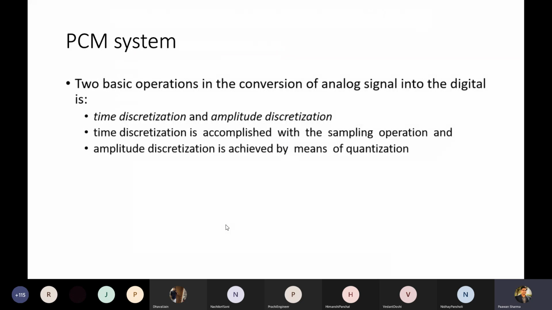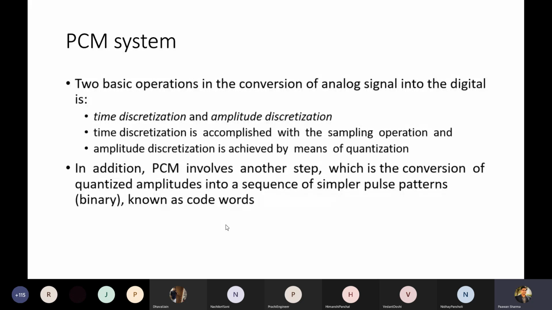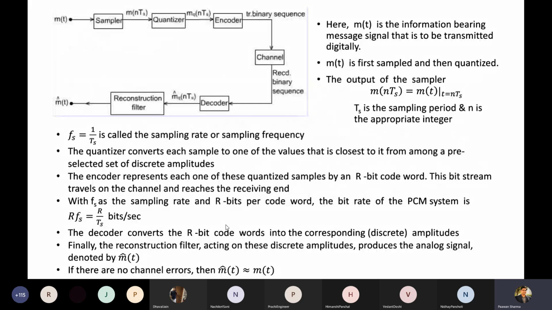PCM system we have already seen. Okay, so we have sampling, quantization, then encoding, and we transmit like this. So here I have tried to include a few equations. m(t) is your original information signal. First it is sampled and then quantized.